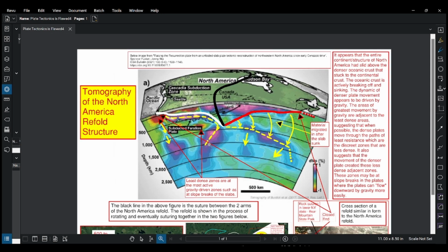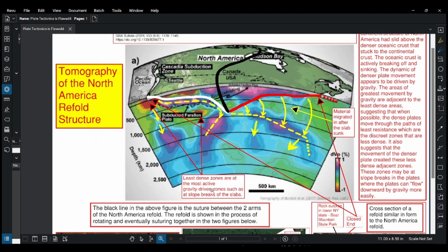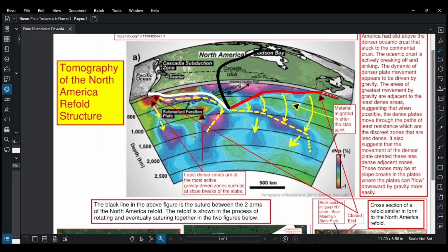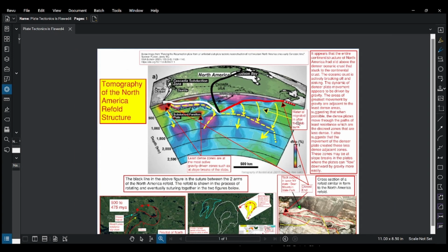Okay, let's read the text boxes. Less dense zones are at the most active gravity-driven zones, such as at slope breaks of the slabs. So there's your locations there.